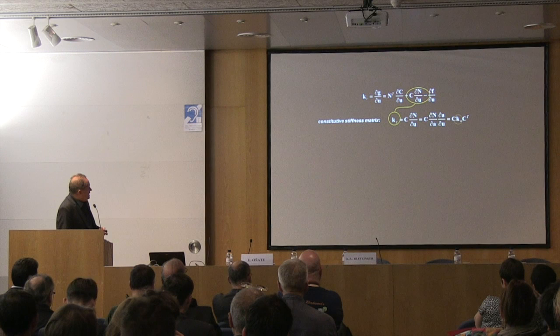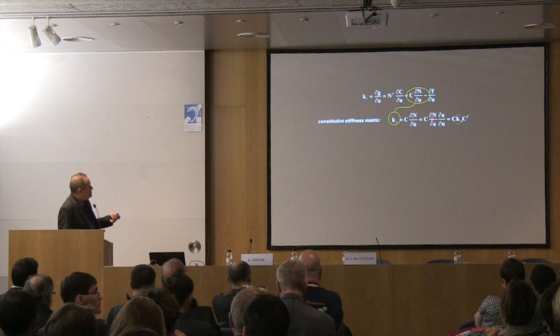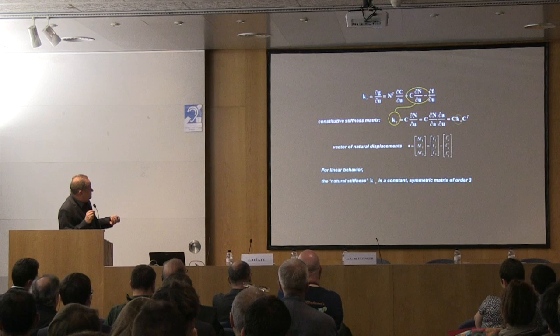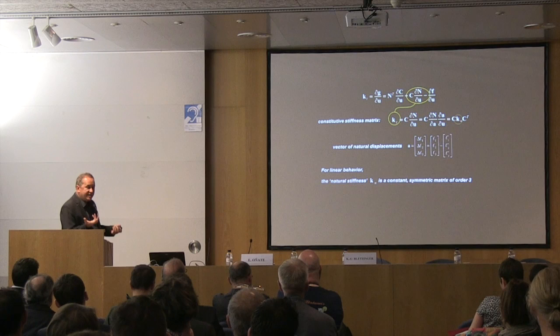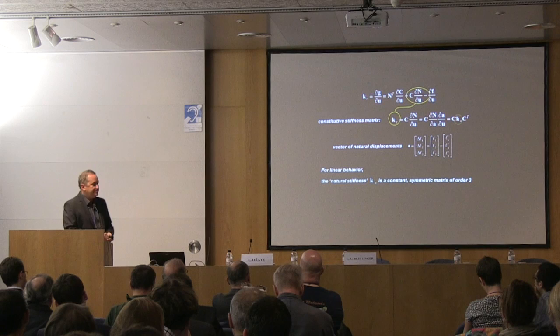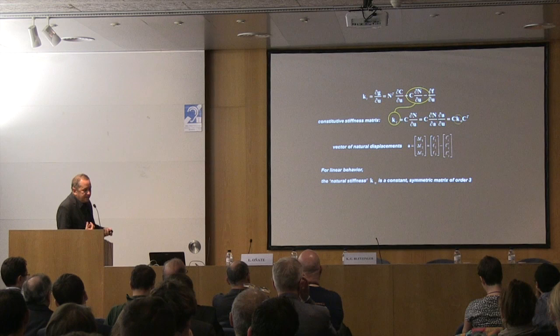And if we consider the constitutive stiffness for this element, it is nice if you take the vector of natural displacements, which are the variations of the size of the sides of the element, that this natural stiffness here is a 3x3 constant symmetrical matrix in the case of linear behavior. So it's like we have this two-dimensional spring which goes rotating in place and is transformed by this geometric operator C here. So it's very easy to work with this element.